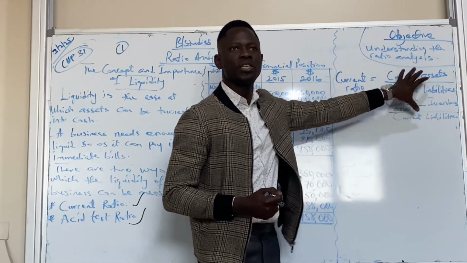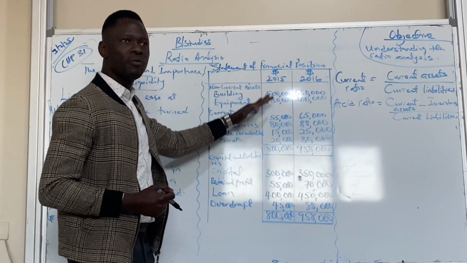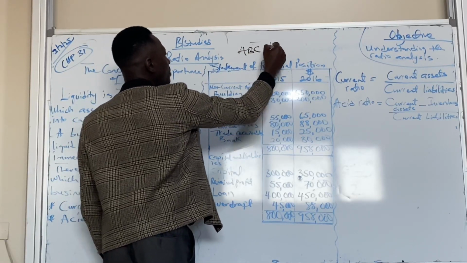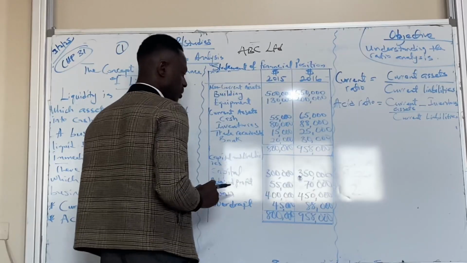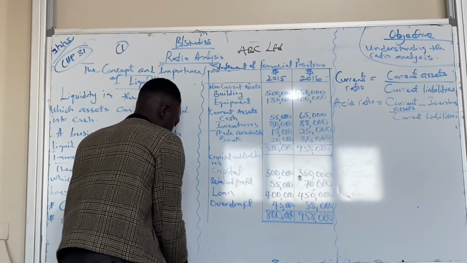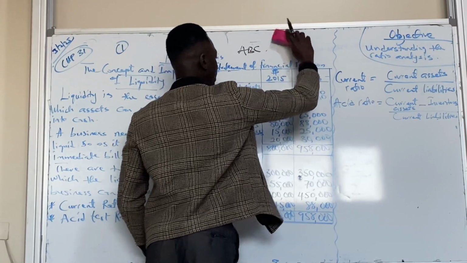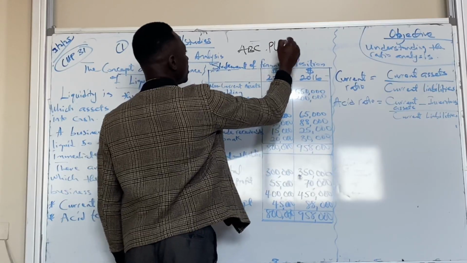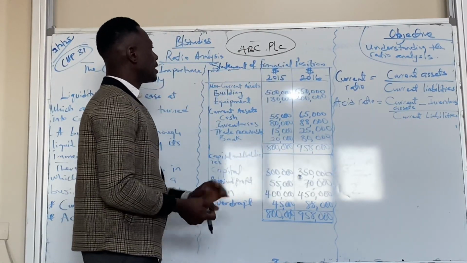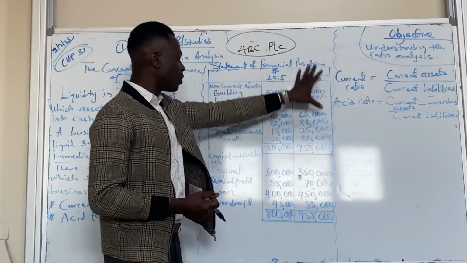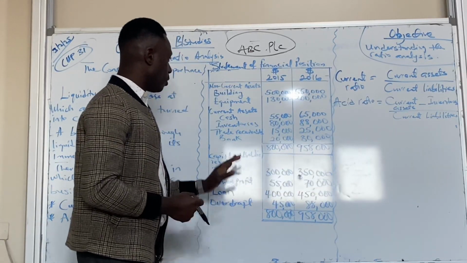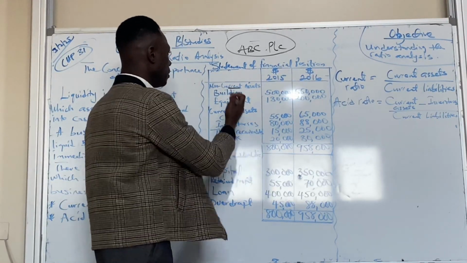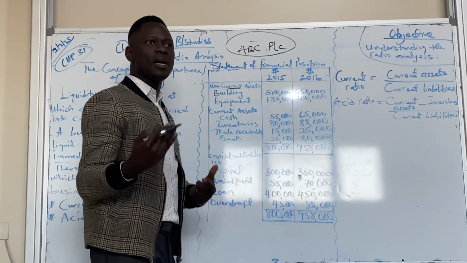But how do we get this information? We get this information through our statement of financial position. Let's assume this is the ABC PLC Statement of Financial Position. This is the company, with its 2015 financial position and 2016 financial position. We have the non-current assets. These are assets that stay more than a year with the business. Building, equipment, they stay longer, more than a year.